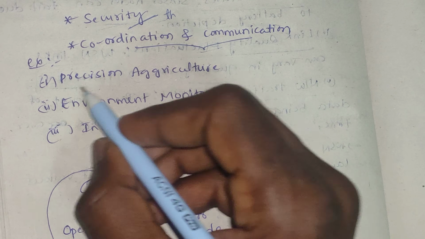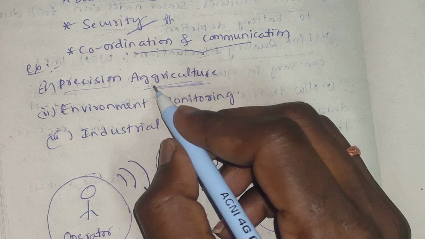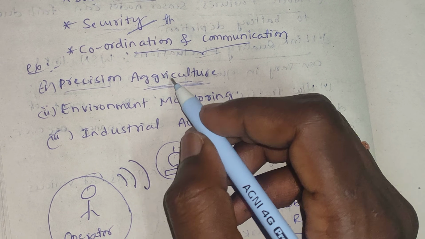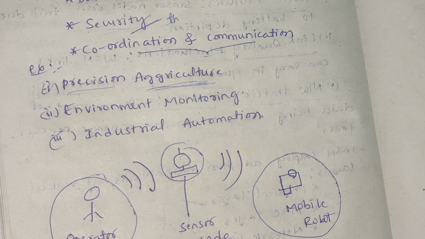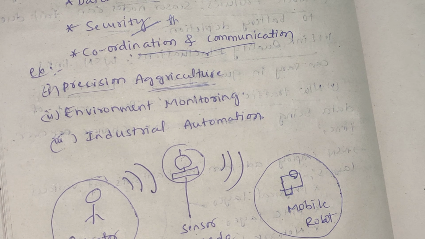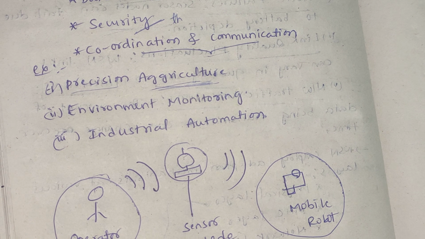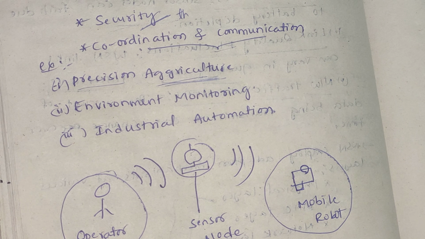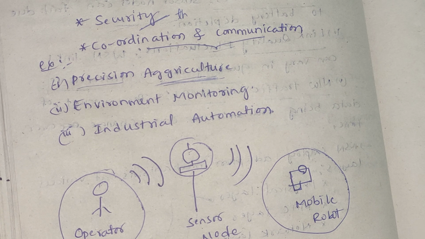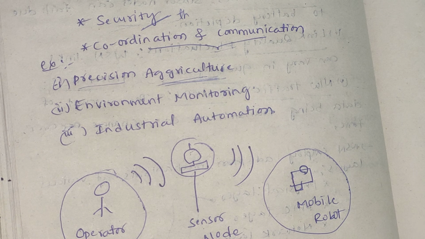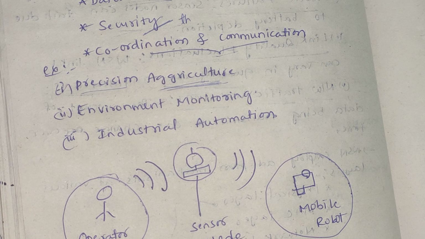Next, example: precision agriculture. In the agriculture field also, we are using this type of sensors along with mobile robotics. This is used to sense environmental changes and to find whether a crop needs water or not, by seeing the soil moisture. If the soil has too much moisture, it can sense that and tell, or give the data to the user.